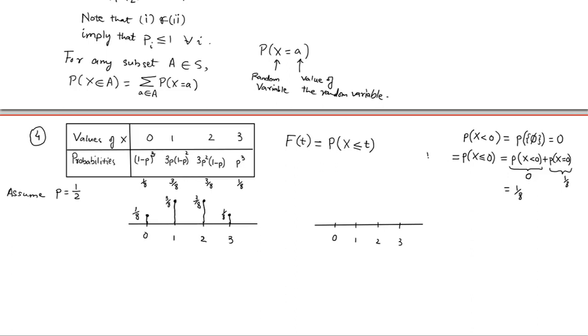And this thing is actually capital F of 0, right? Because we defined this function F of t is the probability that the random variable is less than or equal to t. Do you follow this? So now I'm going to plot the function F for t equals 0. Over here the answer is 1 over 8.